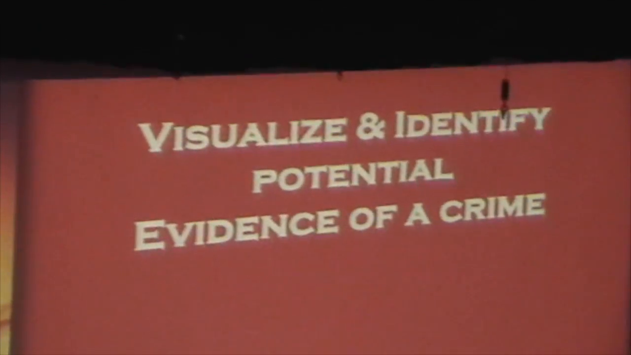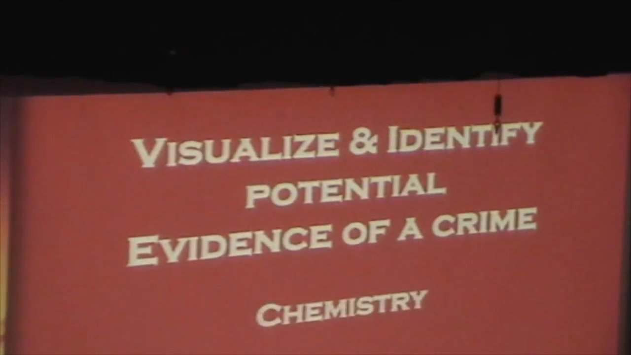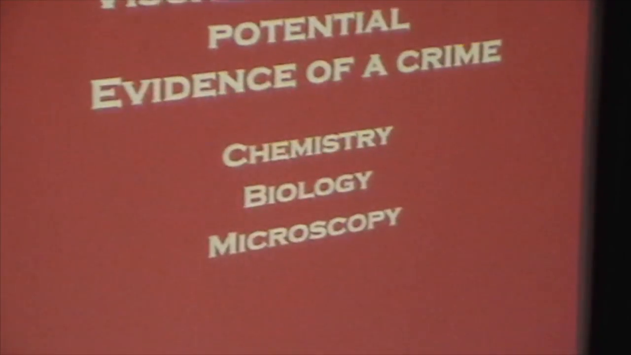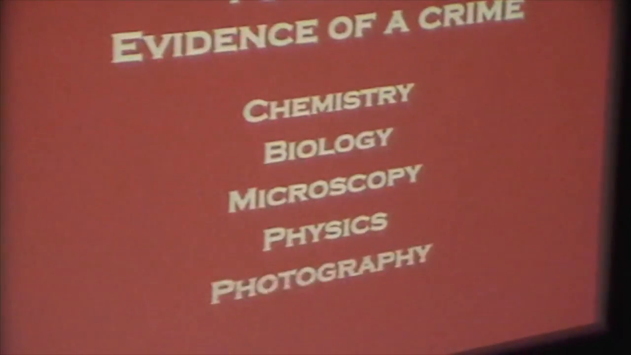So we want to visualize and identify potential evidence at a crime scene. How do we do that? How do we know what all of our disciplines are? Well, like I said, we have chemistry, biology, microscopy, physics, photography. That's a lot. So here are some examples.